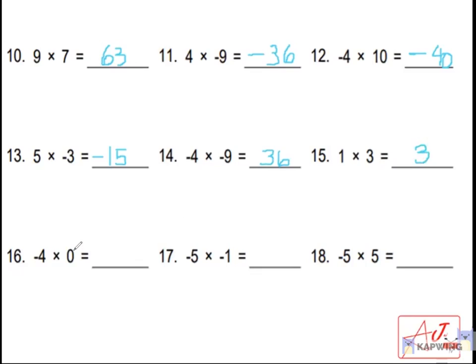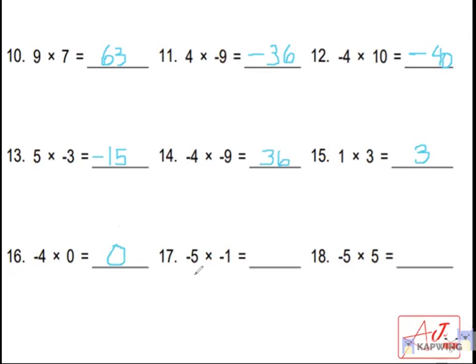Next, number 16, negative 4 times 0. Dito sa number 16, it doesn't matter kung magkapareha sila ng sign o magkaiba. Dahil sa 0 naman natin siya i-multiply at meron po tayong rule sa mathematics wherein any number multiplied by 0 is always 0. So that's why sa number 16, 0 ang sagot.